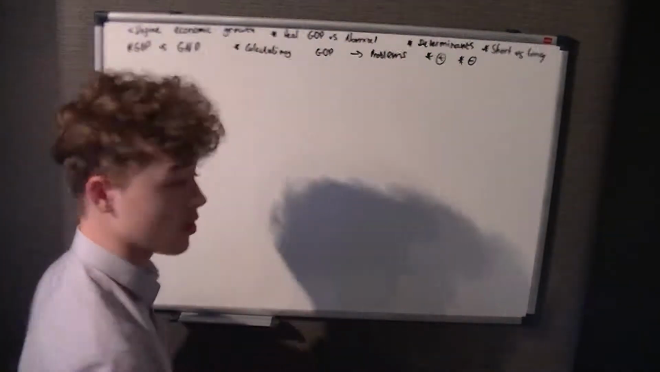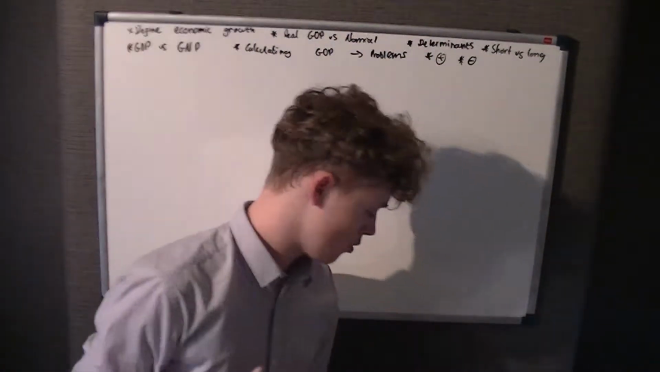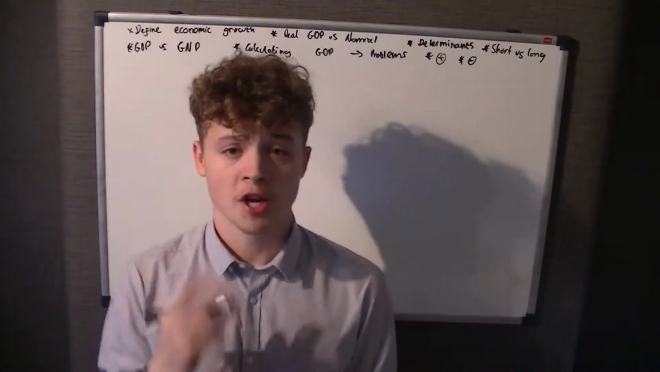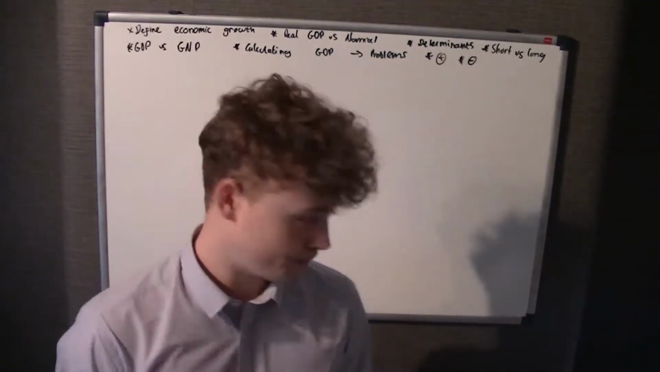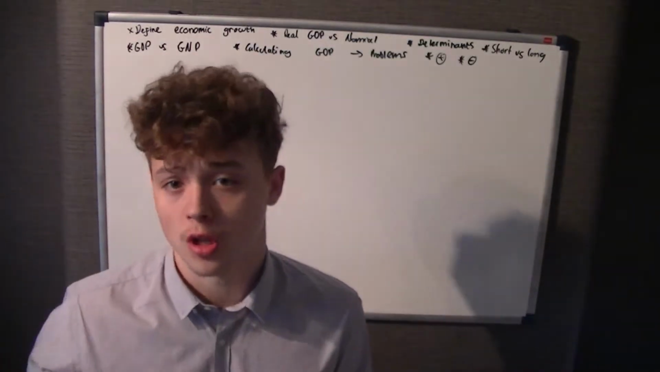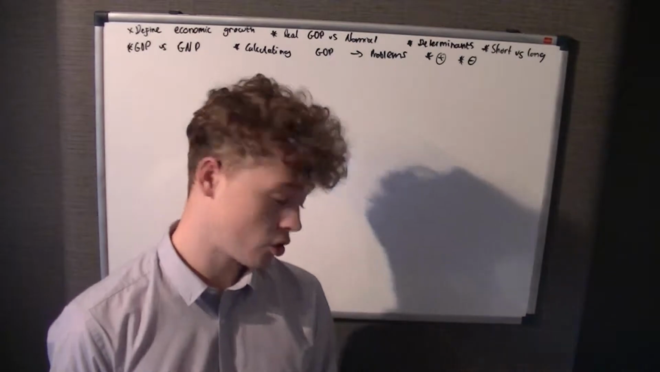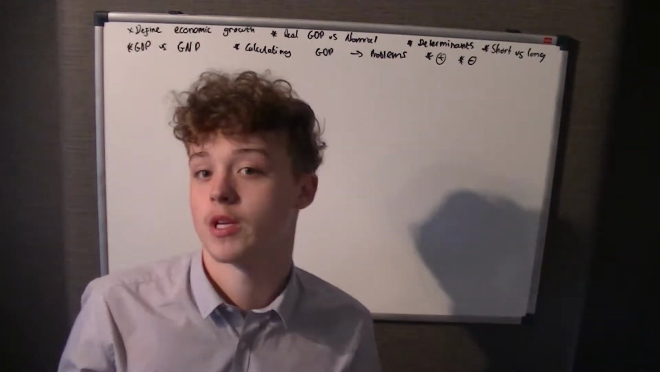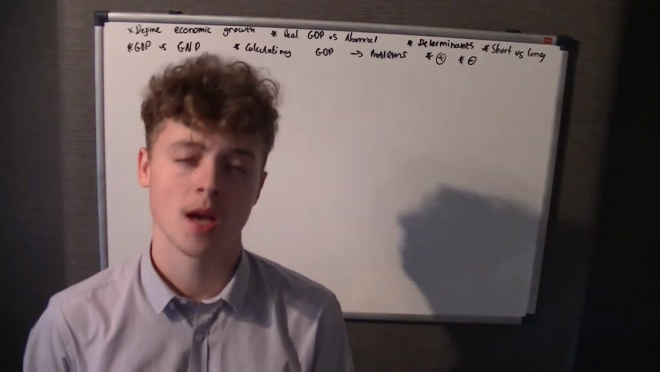Okay, so the first thing we're going to do is define economic growth. So I'm just going to explain to you now. Economic growth is the rate of change of GDP. There are two types. There is short and long. Short is caused by an increase in aggregate demand. Long is caused by an increase in the productive capacity of the economy.